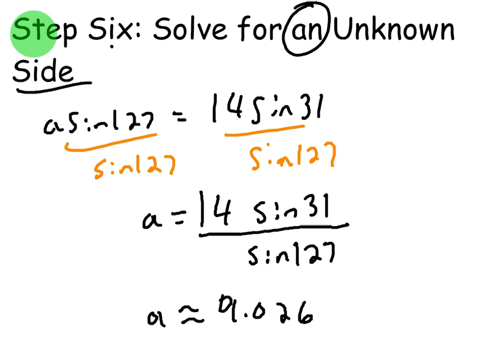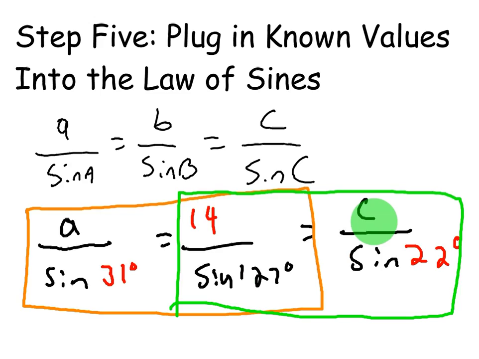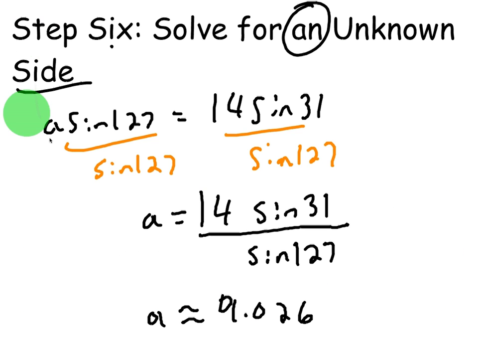So first of all, we will go ahead and solve for little a. Cross multiply this. 14 sine of 31 equals a sine of 127. And then divide by sine of 127. So a is going to be equal to 14 sine of 31 over sine of 127. Plug that into your calculator. We did that in the last example. And make sure your calculator is in degrees. And you will get little a is equal to 9.026.